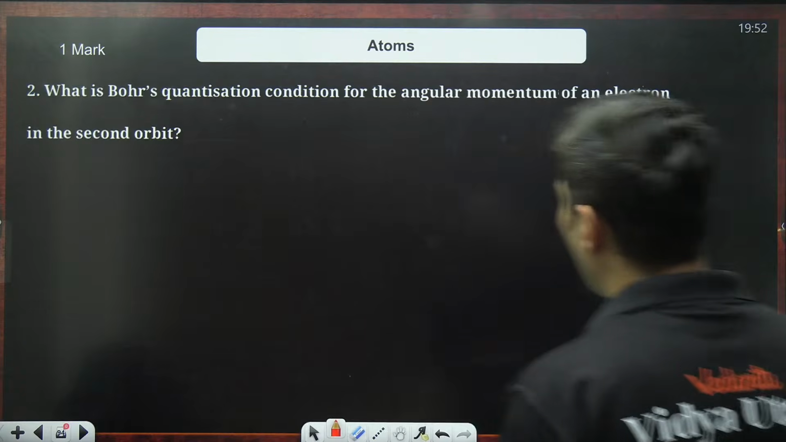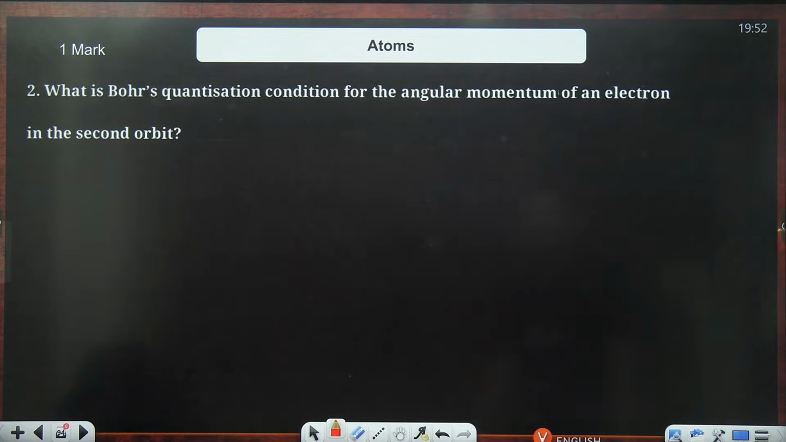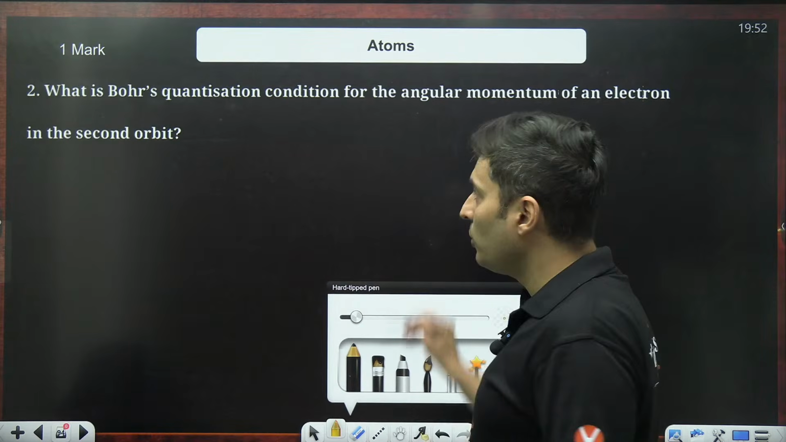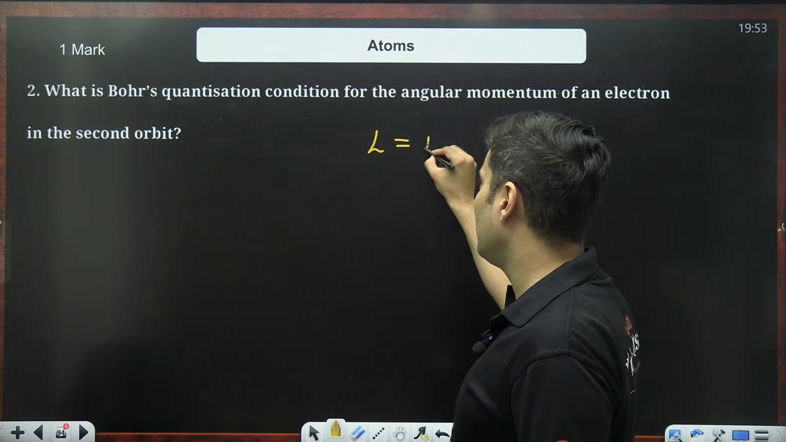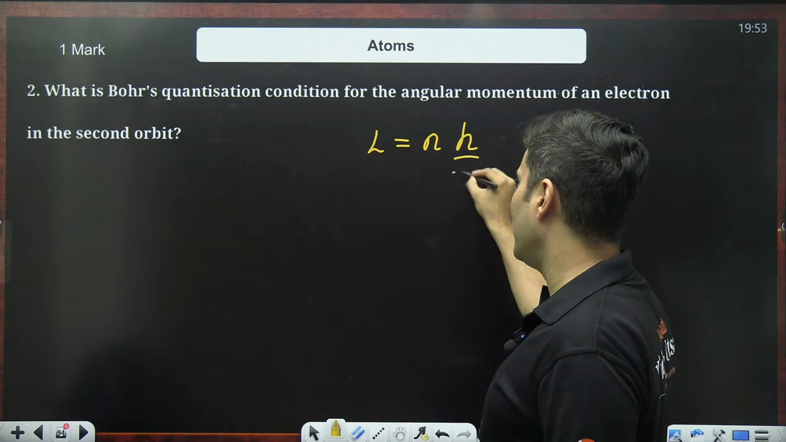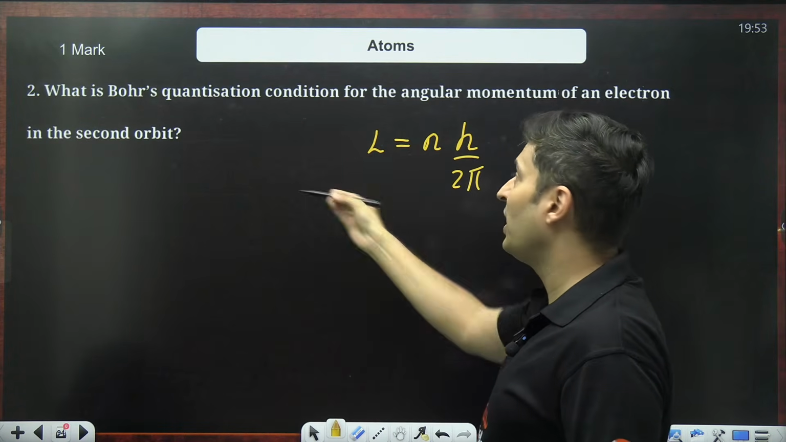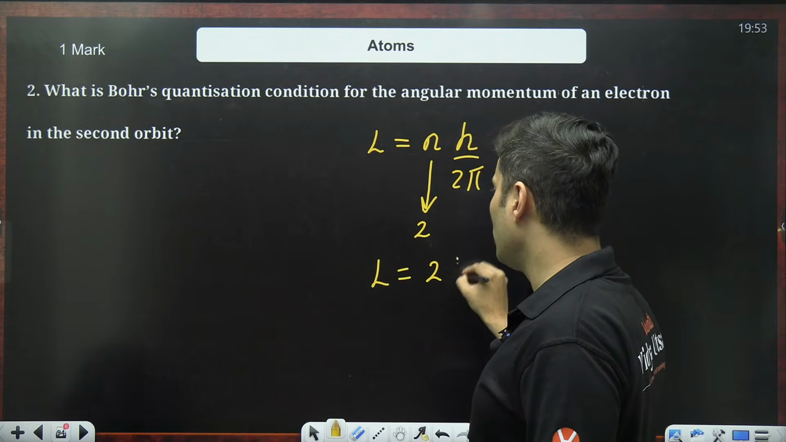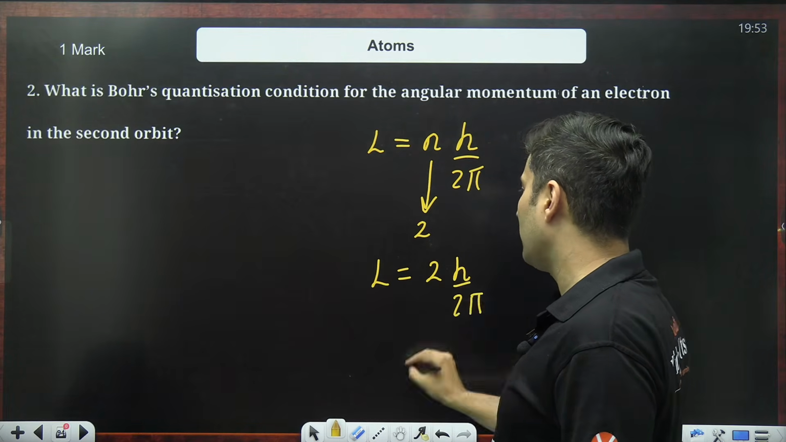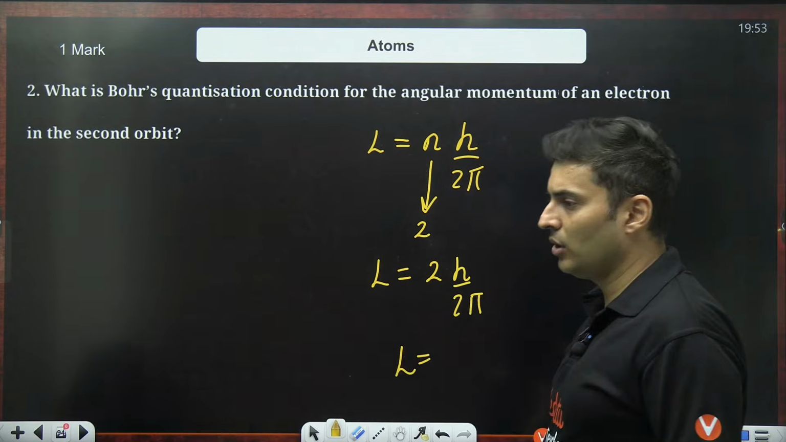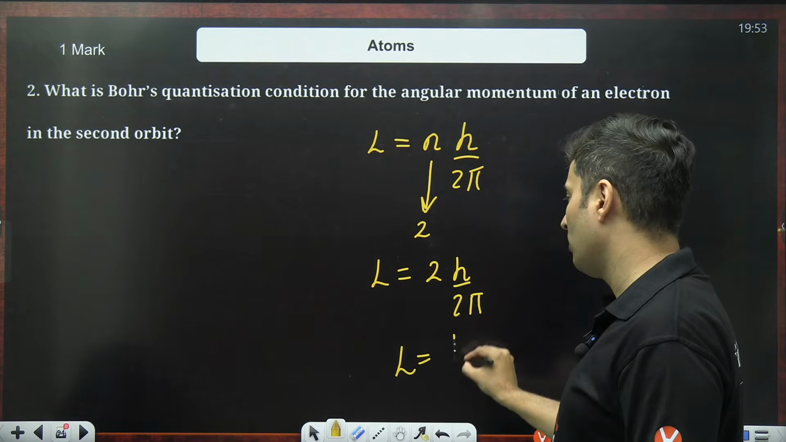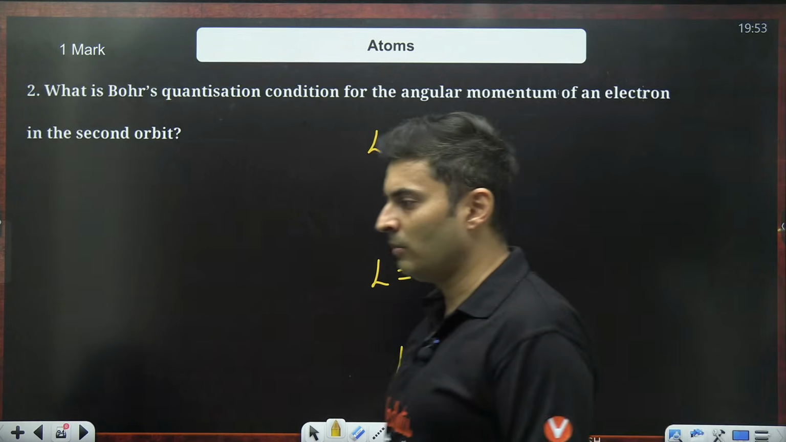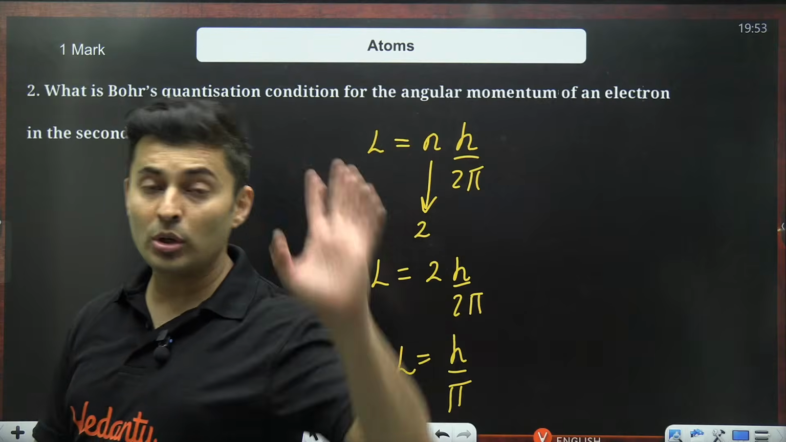Simple. What is Bohr's quantization condition for angular momentum in the second orbit? You will write down that Bohr's angular momentum quantization is nh by 2 pi. But since you asked about the second orbit, I will substitute n as 2. So 2 into h by 2 pi. Explain it like you are explaining to a donkey or something. The 2 will cancel, and h by pi is the answer. So angular momentum is h by pi. Yeah, correct. So you have to explain.